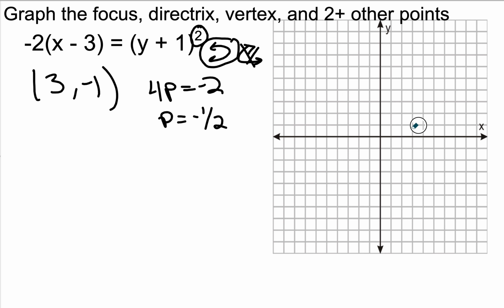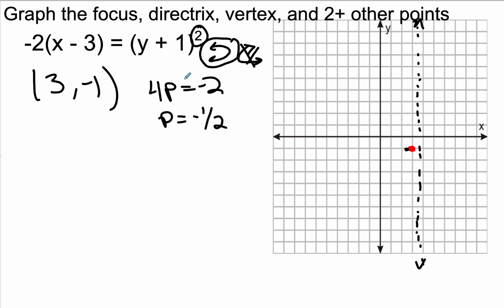Anyone counting up my mistakes? I made a couple, and you know what? That's all right. Mistakes are how we learn. Okay, now I need my focus and my directrix. So here's my focus. And here's my directrix. Okay, not a straight directrix, but the best I can do.